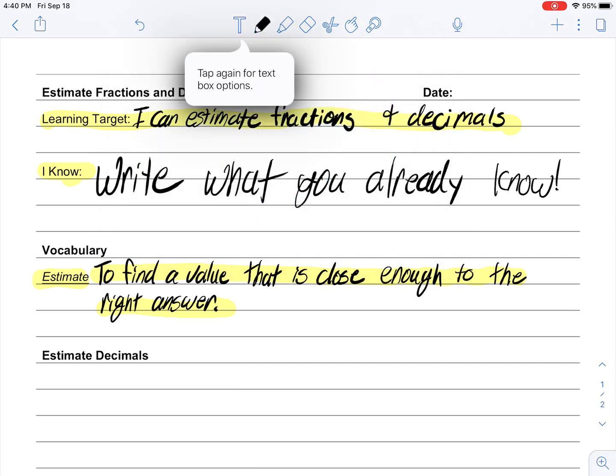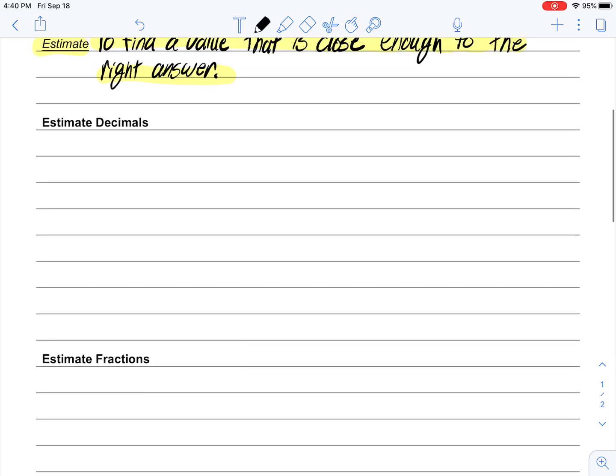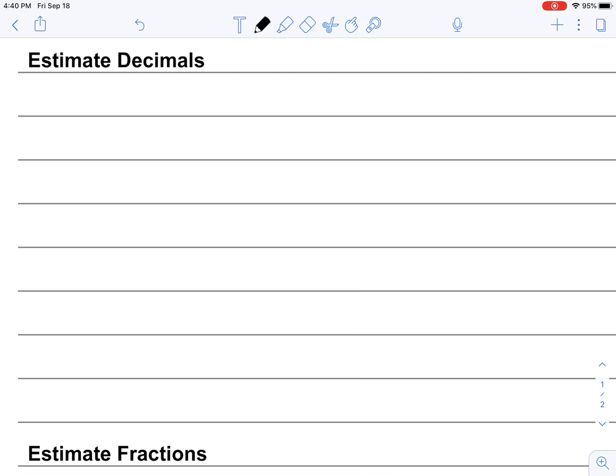So hopefully you have now paused the video, written down all of these things above, and are now ready to take your notes. We're going to start by estimating decimals. So when we estimate decimals, we are going to have a problem and we are going to get an estimate instead of finding the exact answer. So for our first problem, we're going to do 8.3117 plus 2.995.